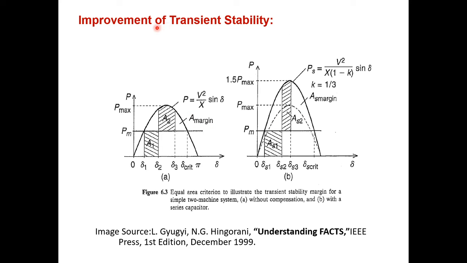Next, improvement of transient stability. Transient stability, we all know power angle characteristics. I would like to apply the equal area criterion here. A2 is obviously greater than A1. A2 stands for the decelerating area, A1 stands for the accelerating area, and the power here is V square by X into sine delta. When I make some compensation here, the entire transmittable power increases. The entire transmittable power increases if I have some degree of compensation here. These are the two curves, without and with compensation.